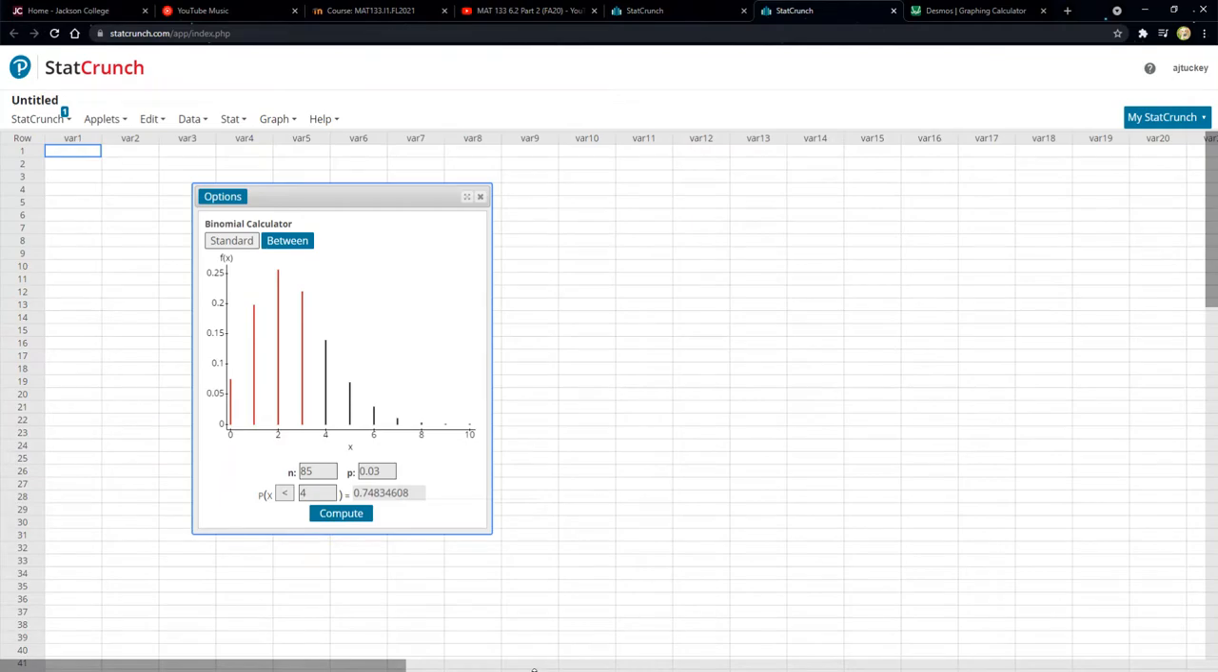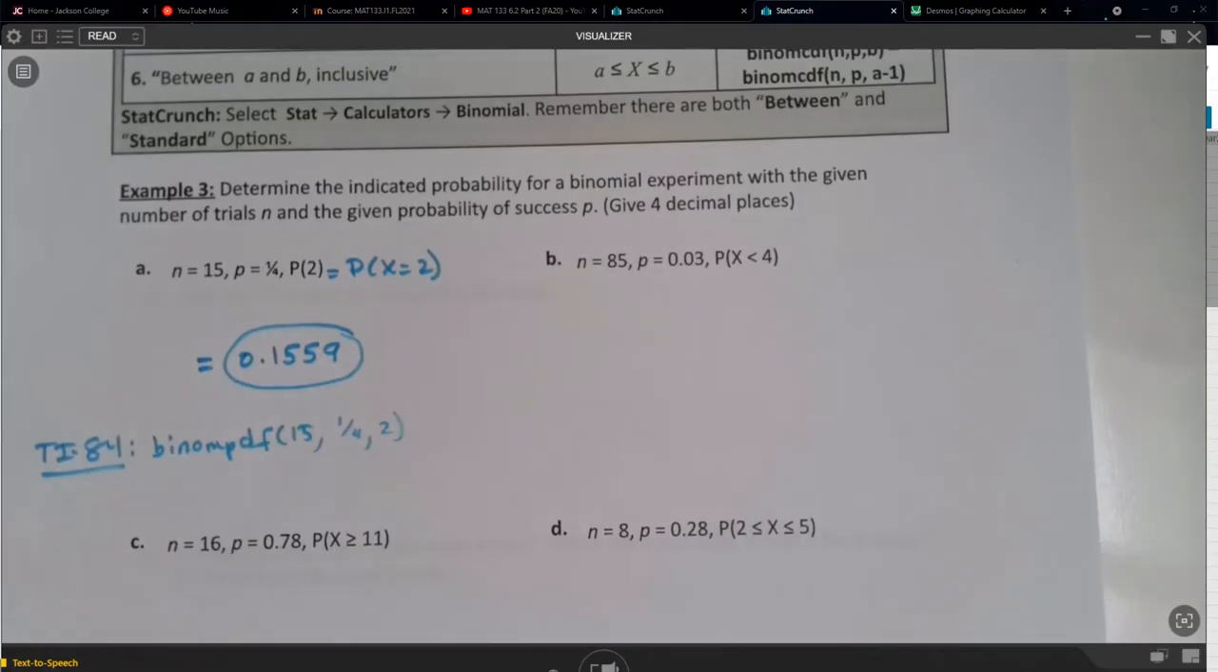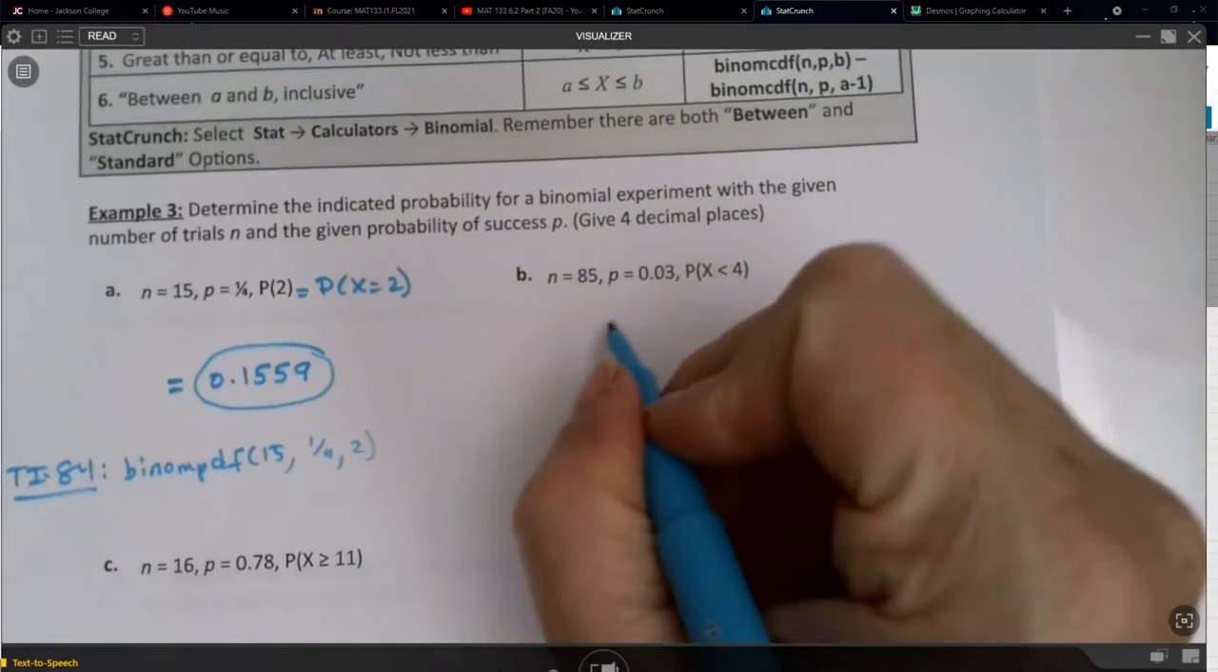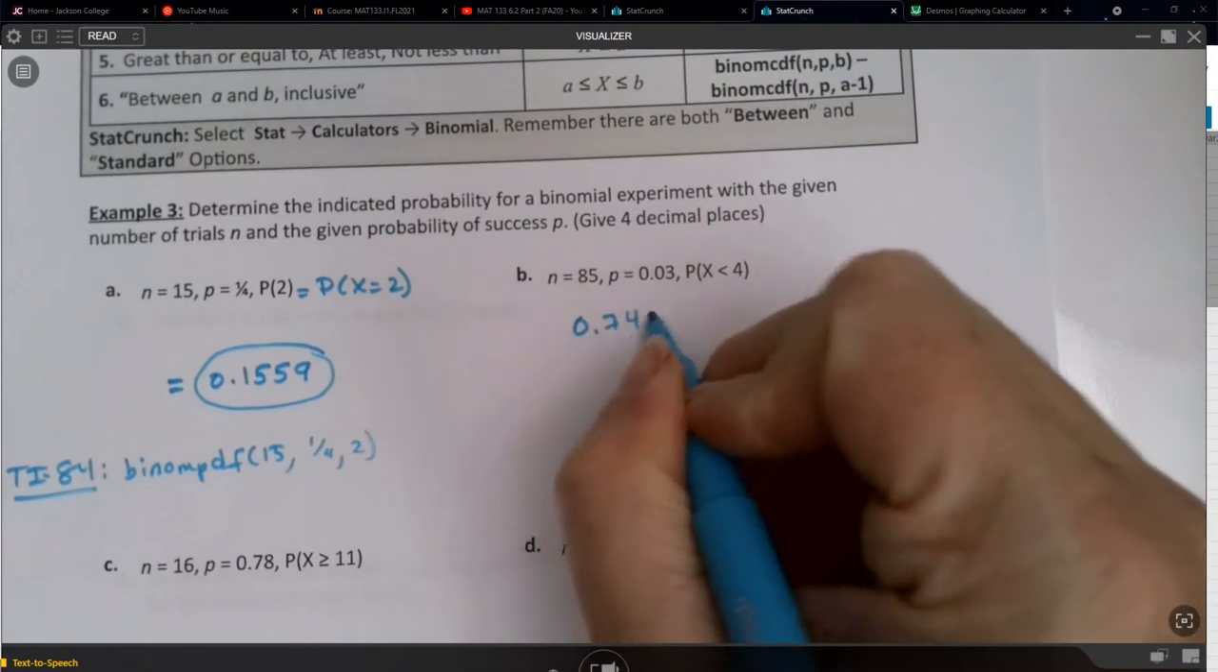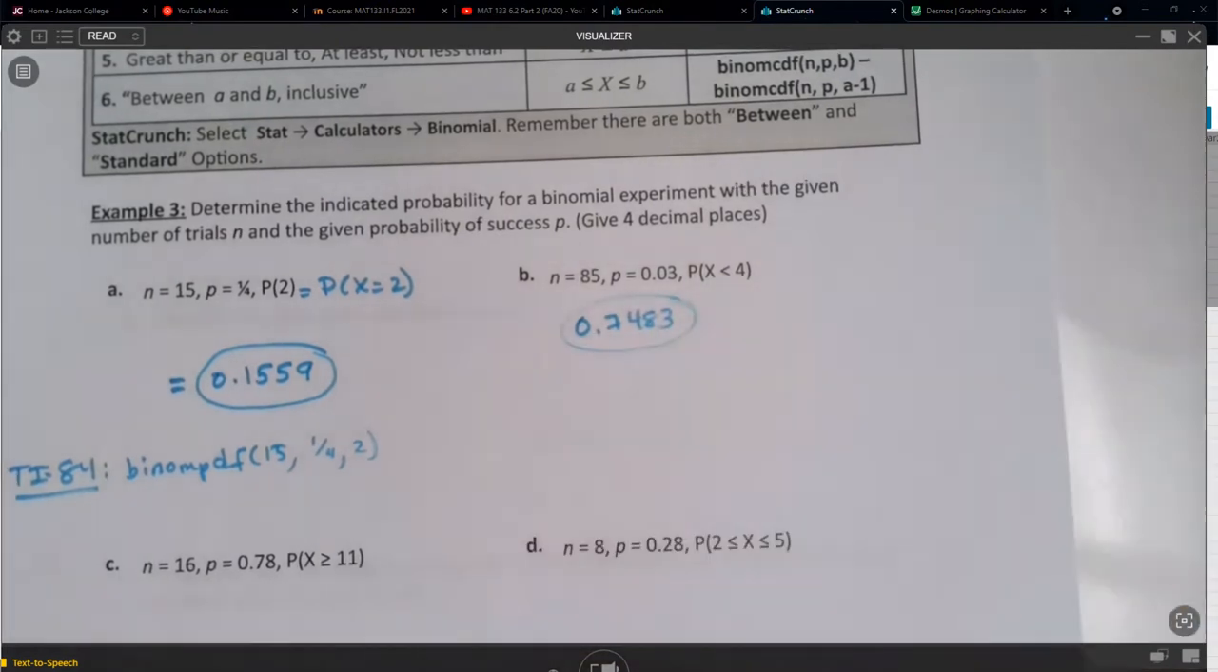All right, so let me go put that on there. So it'd be 0.7483. Done.